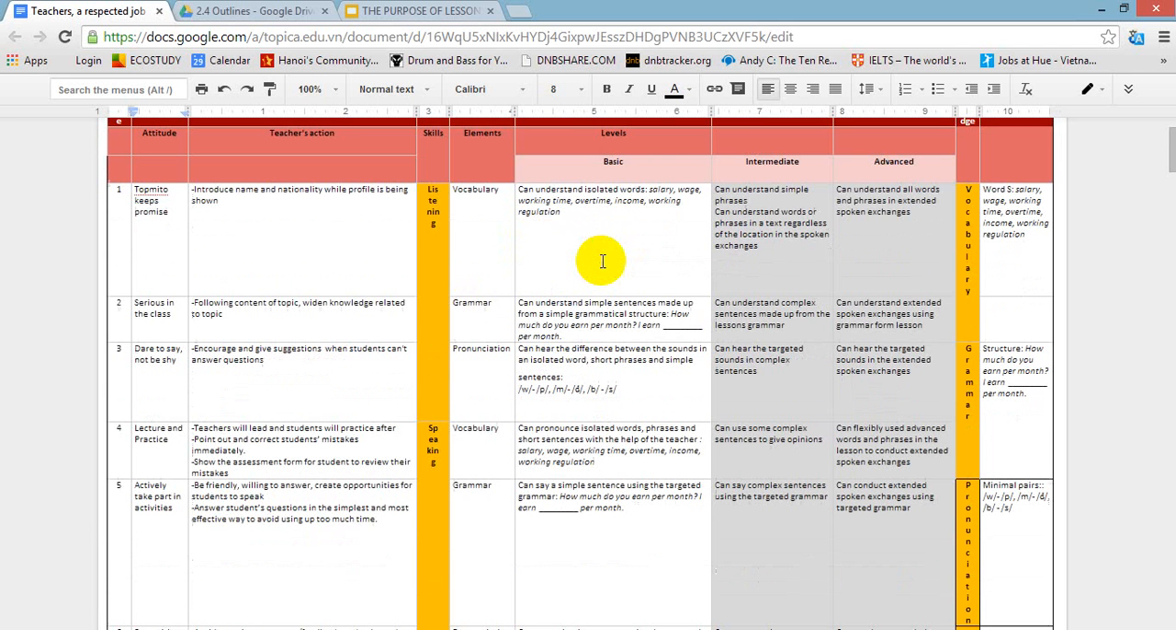And for the grammar, the basic, they need to be able to understand the one simple structure of the day, and the intermediate will need to be able to understand more complex sentences. Finally, pronunciation, they need to be able to hear the difference between the sounds, so the different sounds in the lessons. And for the intermediate, they need to be able to listen to more complex or difficult sounds.